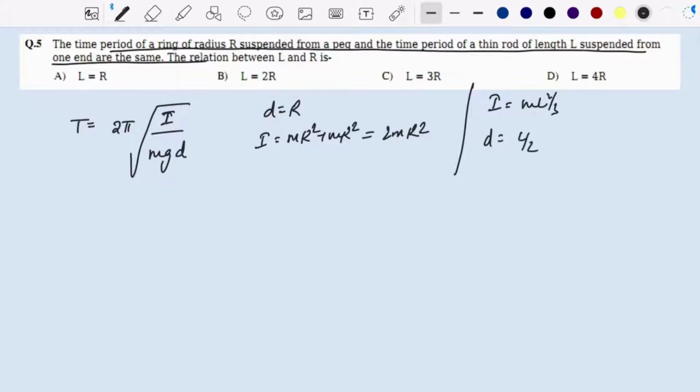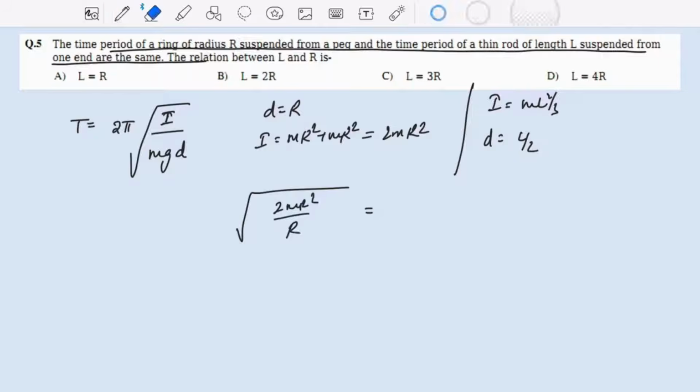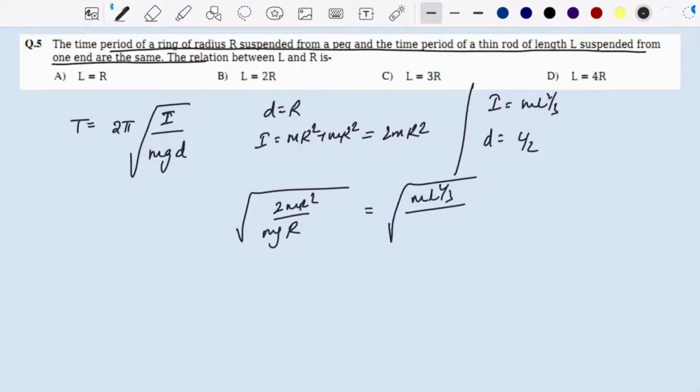It's I1 by d1 is equal to I2 by d2, under the root. Which is 2mr square upon mgr, equal to ml square by 3 upon m into g into L by 2. One L gone, same way one r gone, and this g is going to get cancelled. So you end up getting root 2r is equal to root 2L by 3, or r is equal to L by 3, which implies L is equal to 3r.